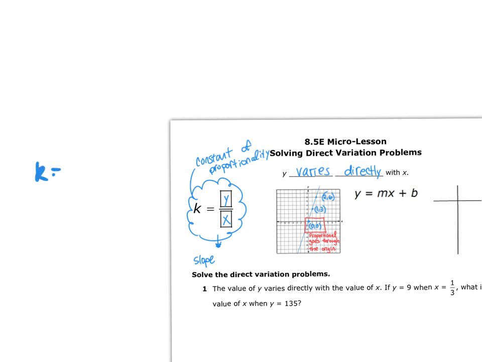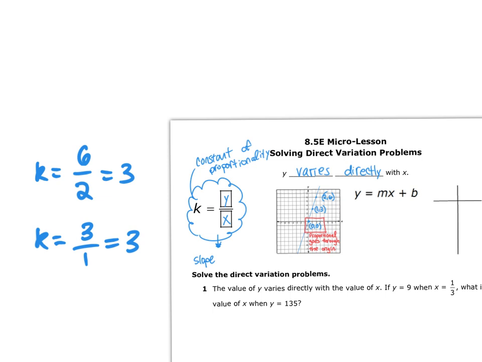So first of all, k equals 6 over 2, because the point (2, 6) is on the line. So 6 over 2 just means 6 divided by 2. That's 3. So I could say the constant of proportionality, which is the slope, is 3. Let's try it for another point. I have the point (1, 3). So my y goes in my numerator and my x goes in my denominator. 3 divided by 1 is 3. In fact, almost any point that I pick would work.